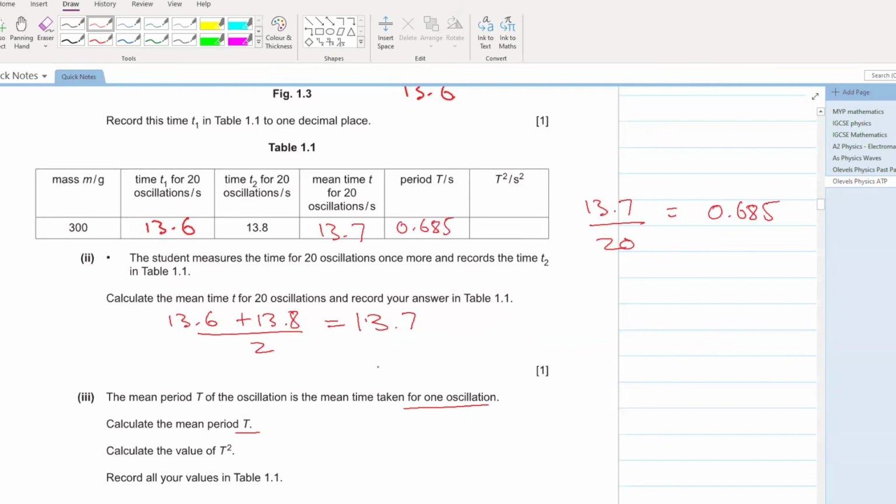Now you also have to calculate the value of T squared. Let's calculate that. This is 0.469. 0.469 is your answer for T squared. The answer for T is also given. Simple, nothing complicated.